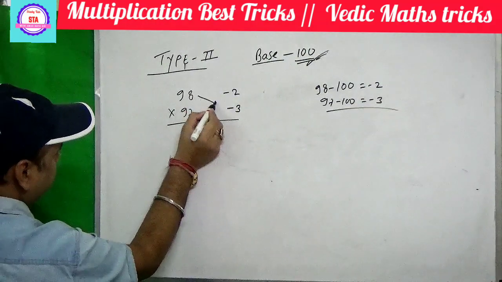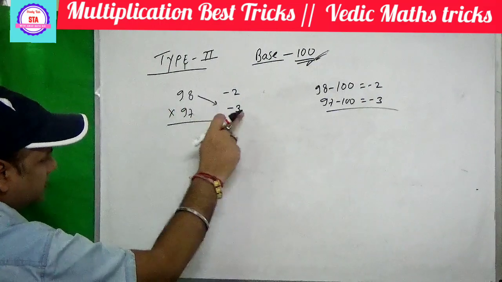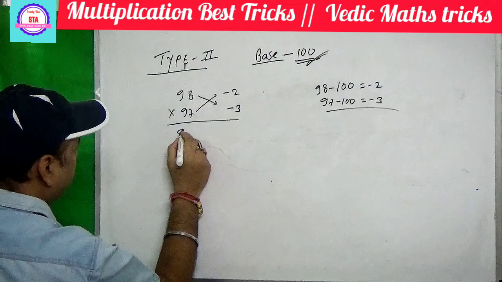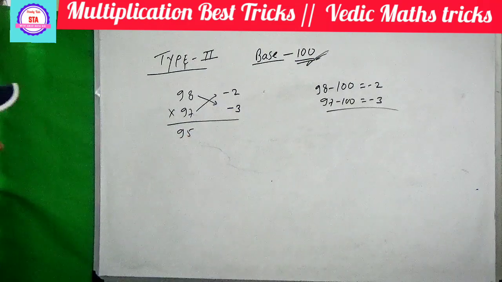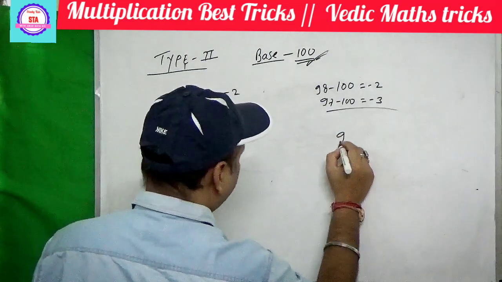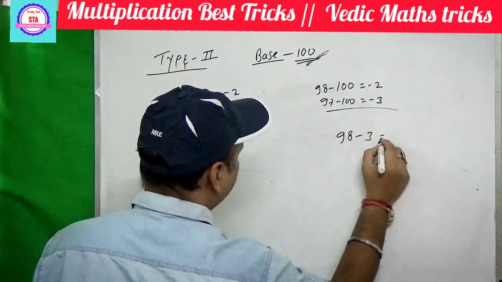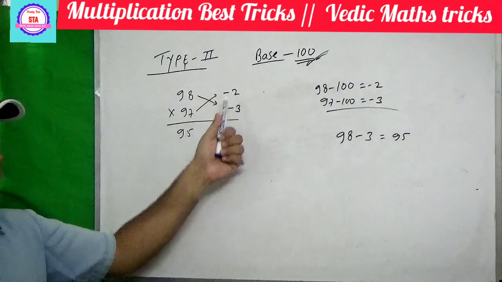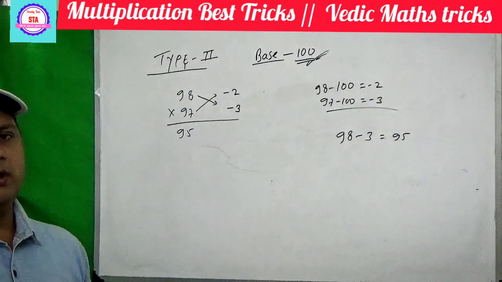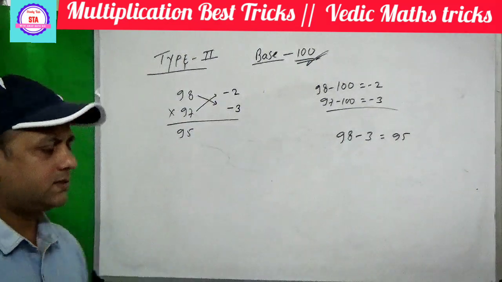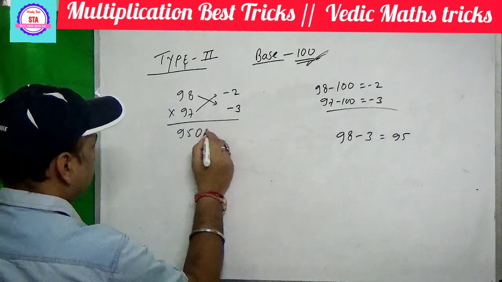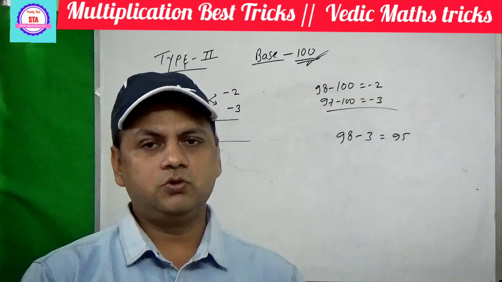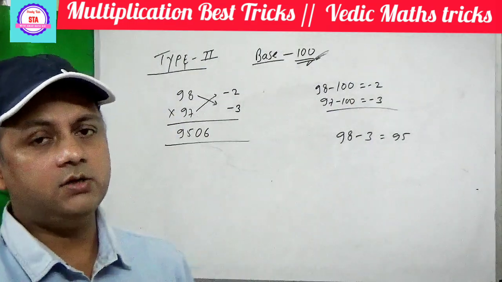Multiply these. 98 minus 3 or 97 minus 2, that is 95. Write down 95. Then multiply these numbers. Minus 2 into minus 3, that is 6. Write down 06. You have to write 2 digits. Write down 2 digits, 06. You don't write 6. Write 06.